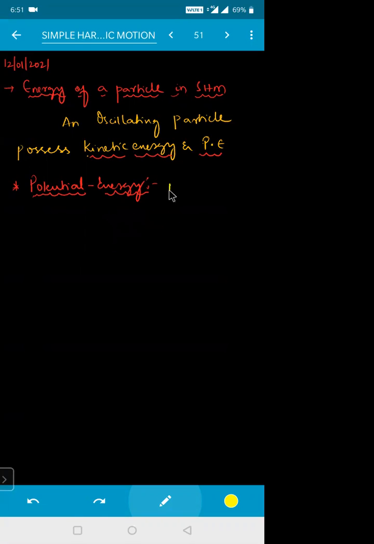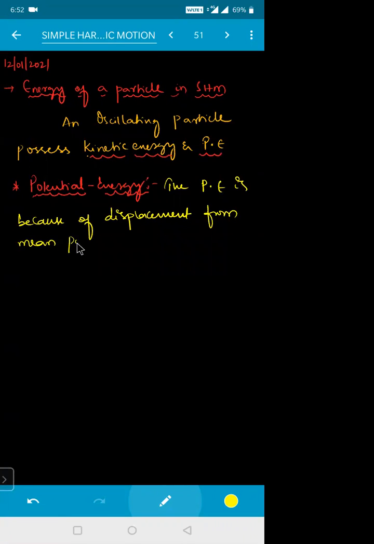Right here, the potential energy is because of displacement. It is because of displacement from the mean position.